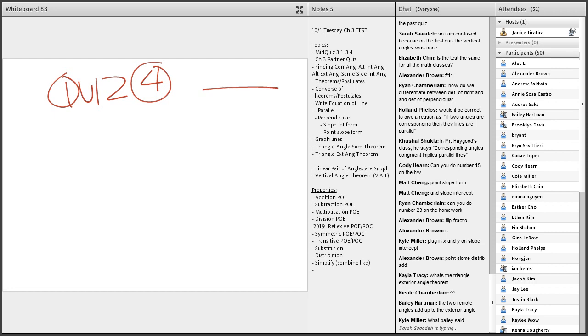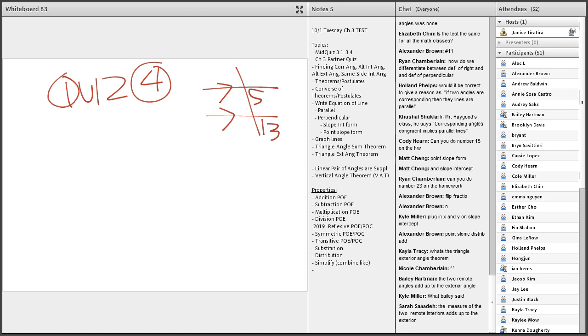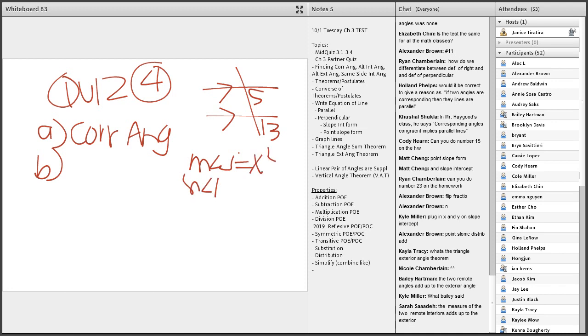Angle 5 and 13 from the picture. These are parallel. 5 is here. 13 is here. So for number 4A, it said name the angles. So 5 and 13 are corresponding angles. Then letter B said solve for x and y. So we were given measure of angle 5 equals x squared, and measure of angle 13 equals 3x plus 18. And then measure of angle 14 we'll do after.